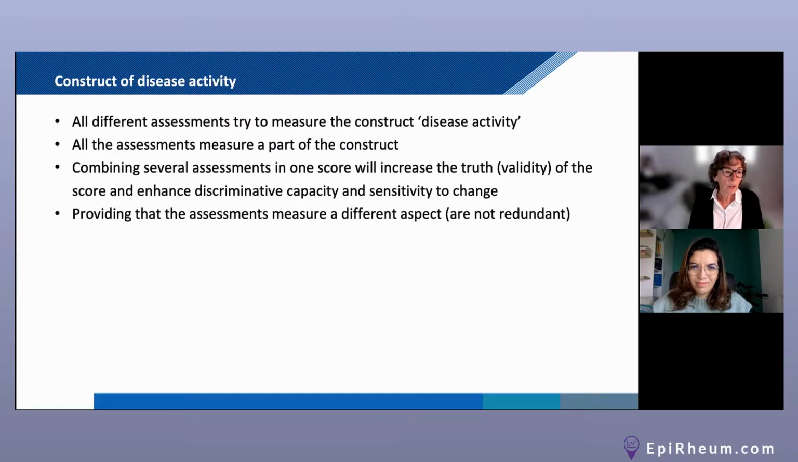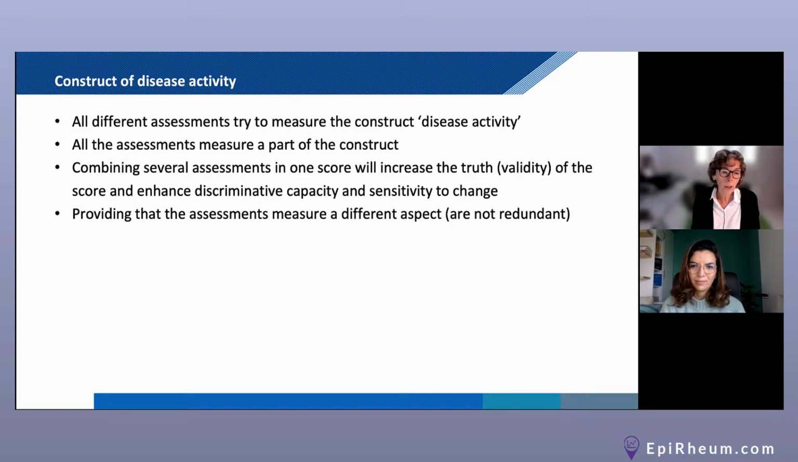If you think about disease activity, it's something you cannot really measure. It's a kind of a construct. And you have different assessments which try to measure this construct of disease activity. And all these single assessments measure a part of the construct. But combining several instruments into one score will increase the validity of the score and also enhance the discriminative capacity and the sensitivity to change. And I will show you this in the example of the ASDAS.